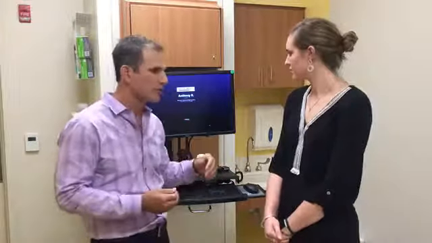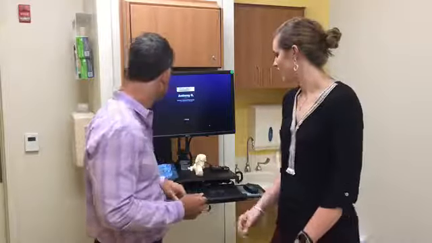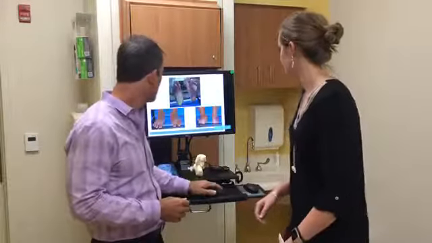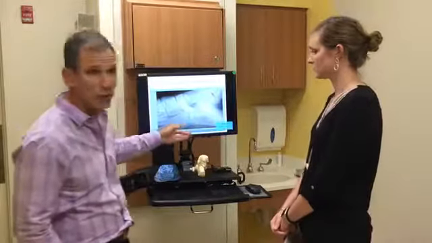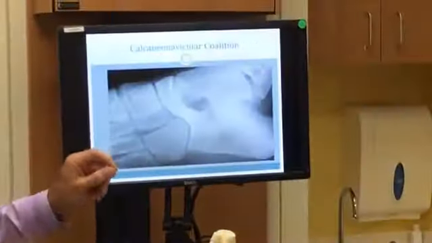Okay. Looks like we lost our connection. I can show you an example if you're able to log back. There we go. So here's an X-ray actually of a tarsal coalition. Are you getting this? Are we seeing this at home?